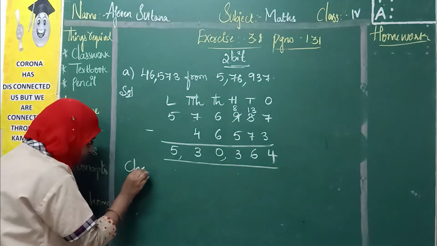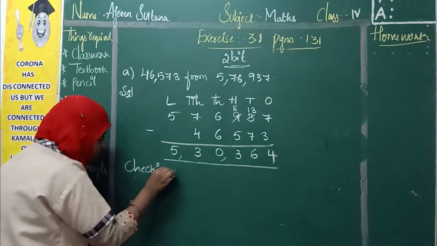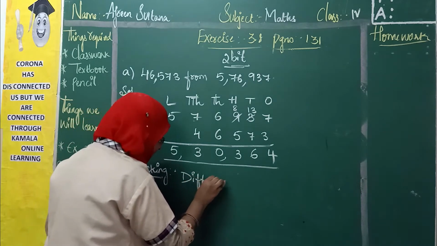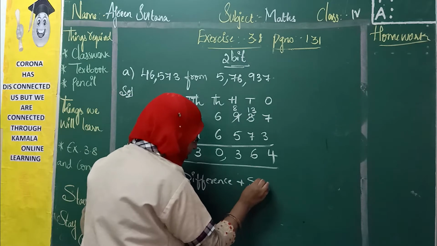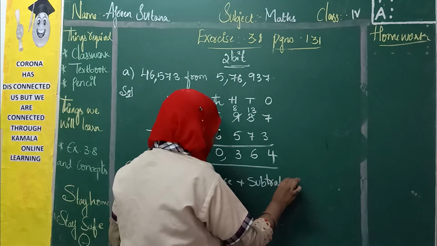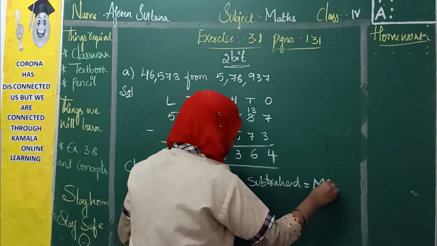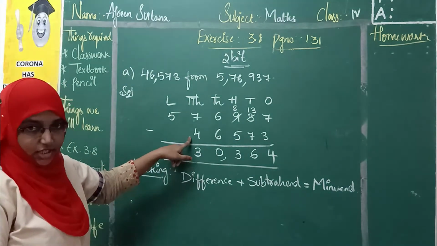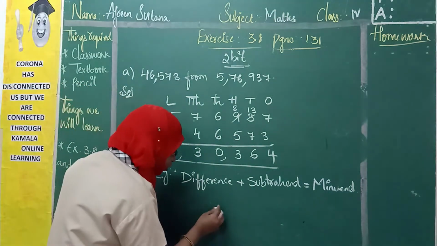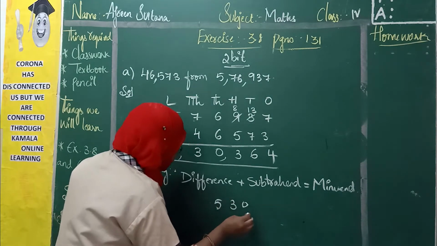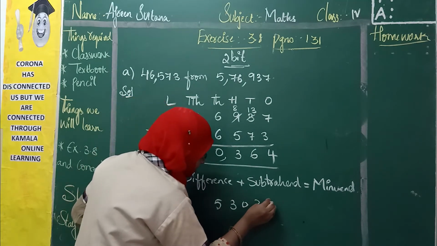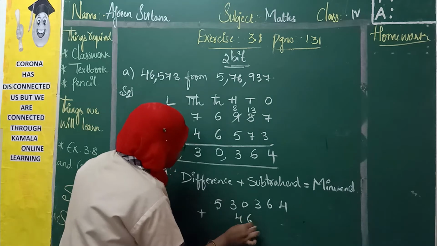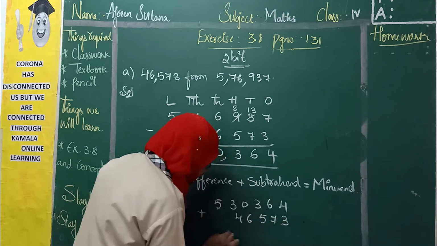Let us do checking. So what is the checking process? We need to add difference plus subtrahend, which is equal to the minuend, right? Now let us check it. Now the difference is 5,30,364 and the subtrahend is 46,573. Let us add both the values. We just write in columns: 5,30,364, next plus 46,573. Let us add these values.